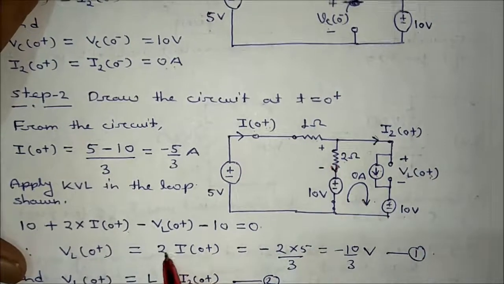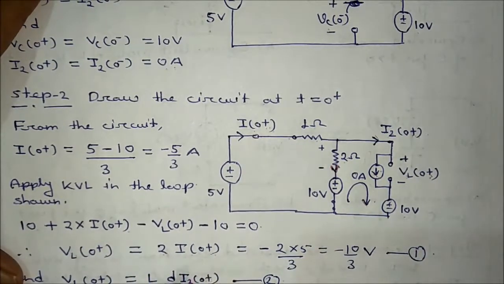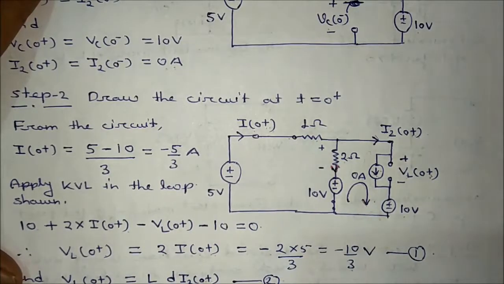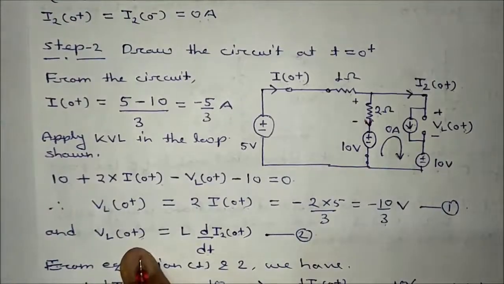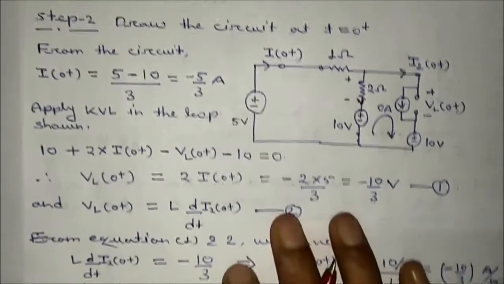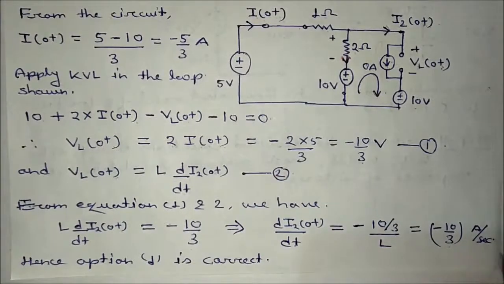So VL0+ you will get as 2 into I0+, minus 5 by 3, which gives minus 10 by 3. VL0+ can also be written as L di2/dt. So di2/dt is equal to VL by L, and VL is minus 10 by 3 divided by L, and L is equal to 1. So the answer will be minus 10 by 3 ampere per second. The I0+ value will be minus 5 by 3 ampere, and the rate of change of I2 current is minus 10 by 3.